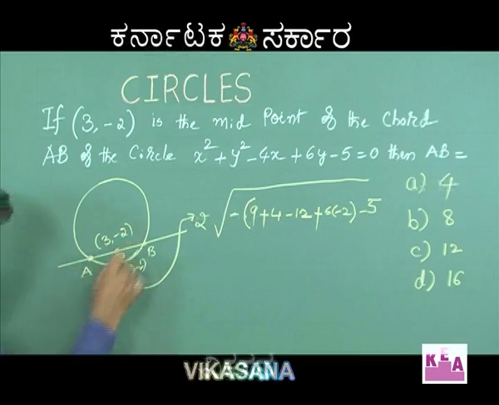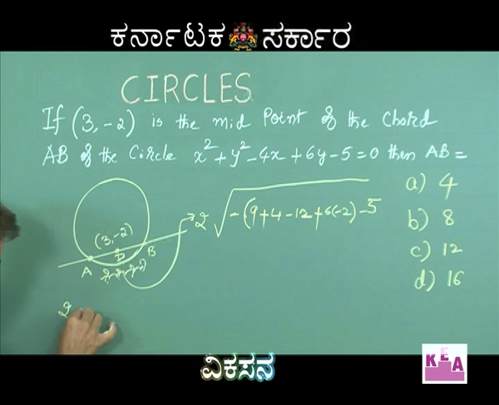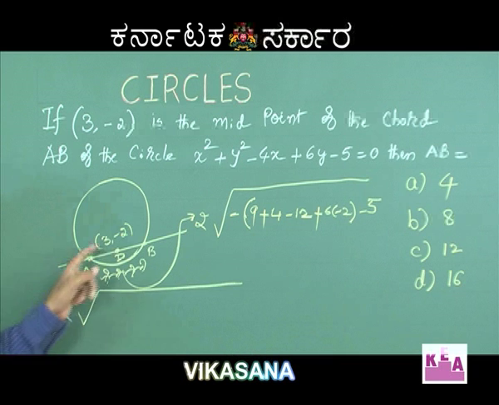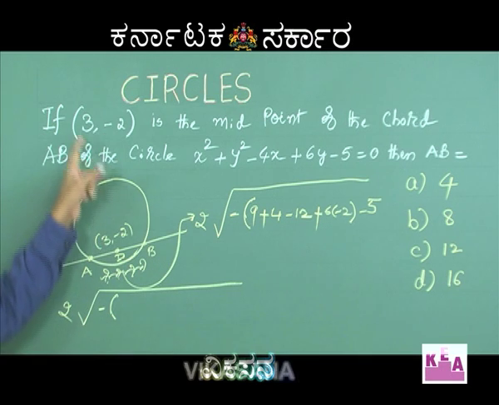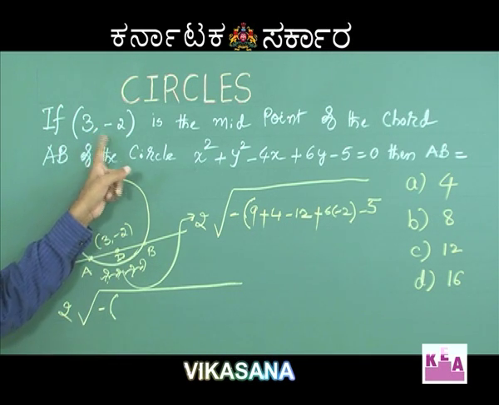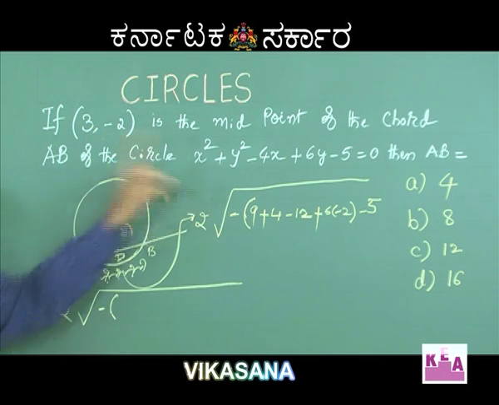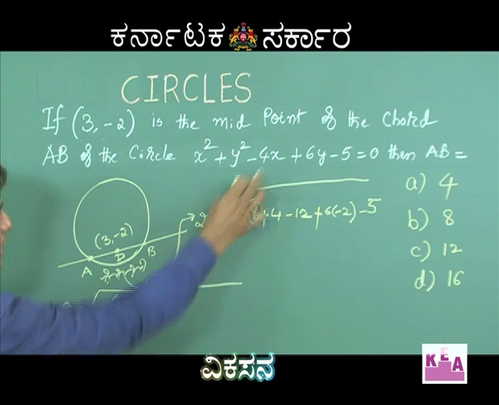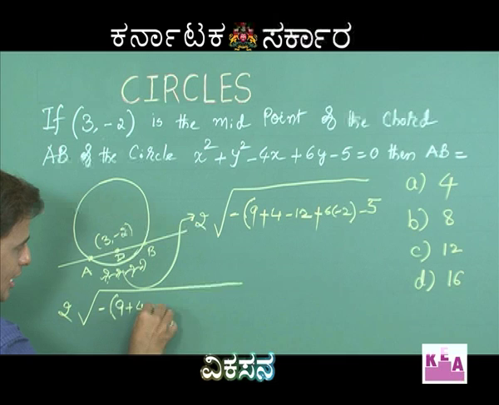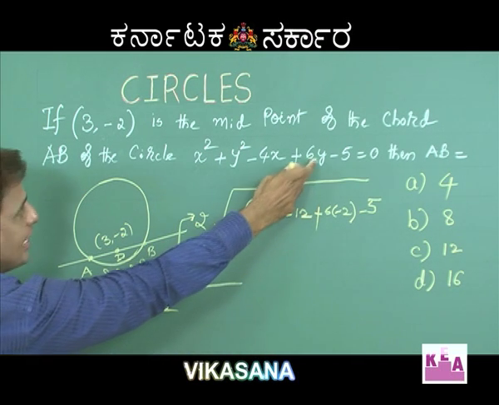To find out this chord, 2 times the square root of, all of you listen carefully. To find out the distance, that is AB, the length of the chord, 2 times minus of, please dear students remember one thing, substitute this given point in the LHS: 3 square, 9, plus 2 square, 4, and x value 3, 4 3s are 12, minus 12, and again y value minus 2, minus 12 and minus 5.